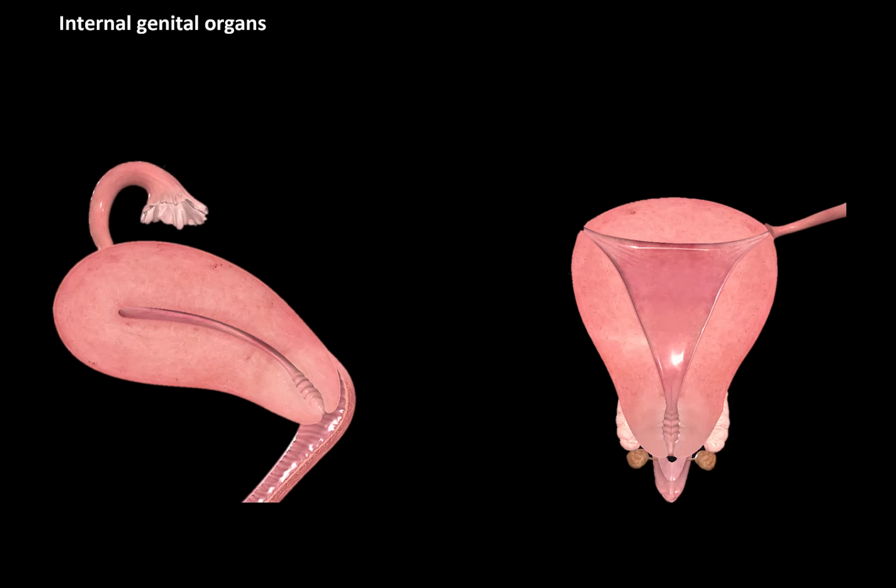Now, inside the uterus, we can see the uterine cavity, right? This cavity has 3 openings.